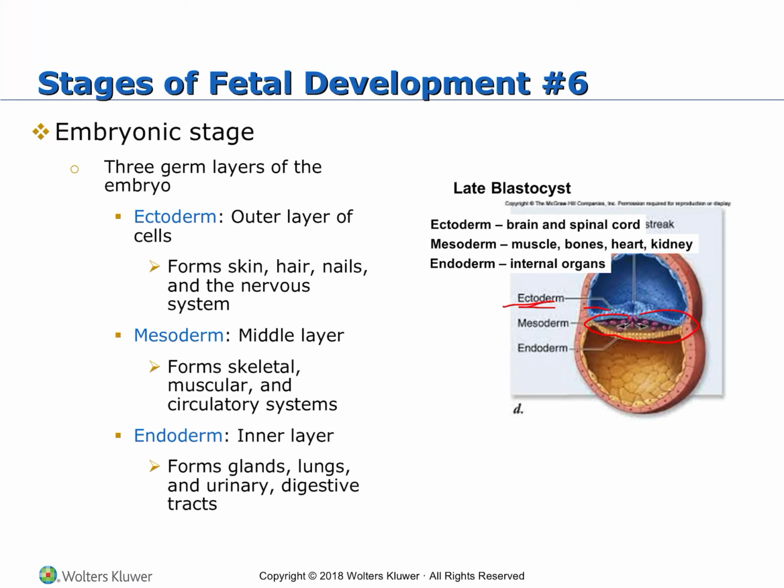The mesoderm forms our skeletal, muscular, and circulatory systems. So muscle, bones, heart, and kidney come from the mesoderm. And then the endoderm is that inner layer. The endoderm here, sorry, the little yellow piece. The endoderm forms our glands, our lungs, the urinary system, and the digestive tract. So endoderm, internal organs. You want to remember those layers.